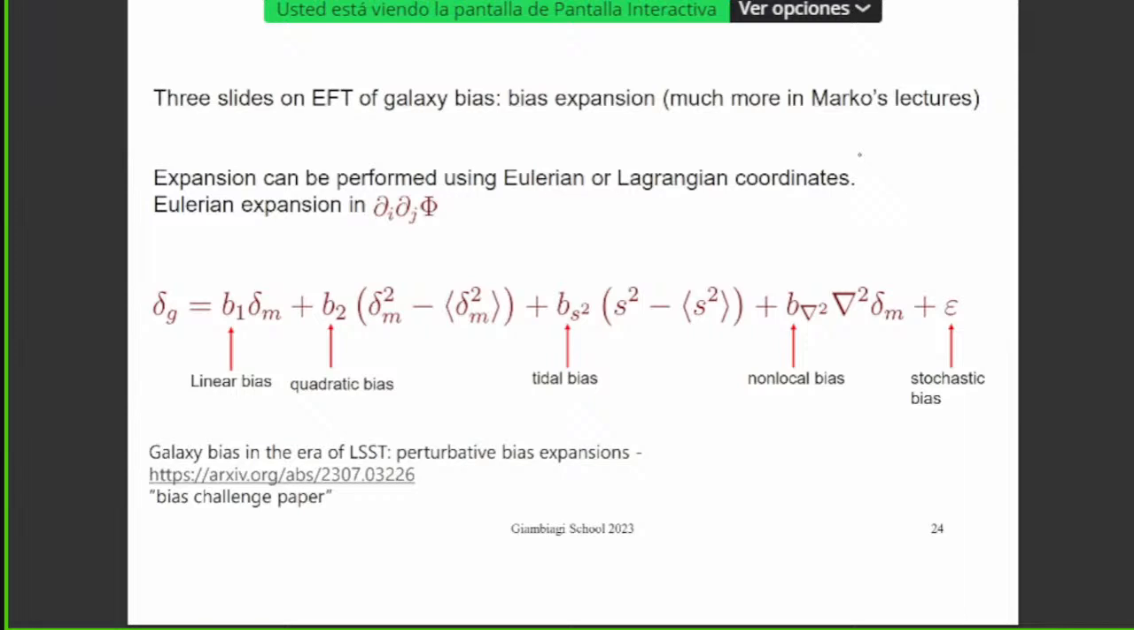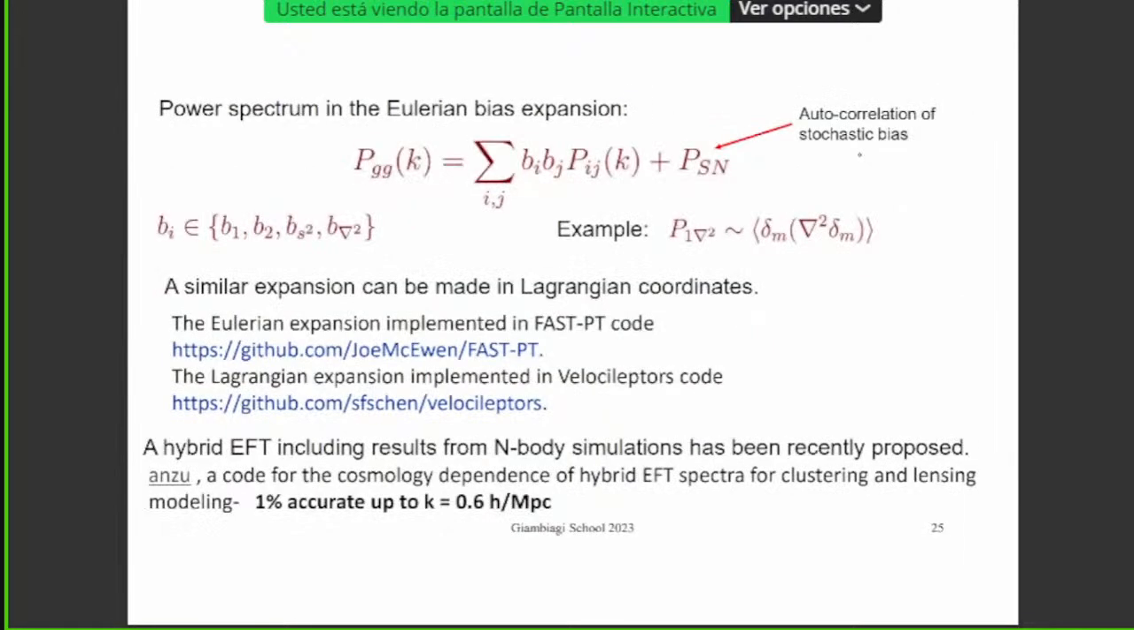This is the linear bias that we just mentioned. You can have quadratic bias, and you can have things that depend on something called the tidal bias, non-local bias, which is a Laplacian of delta_m, plus some stochastic bias, etc. And in fact, very recently, there's a paper from the LSST, which, informally inside the collaboration, is called the bias challenge paper, which looked at different models for galaxy bias to see which one better describes the simulations.